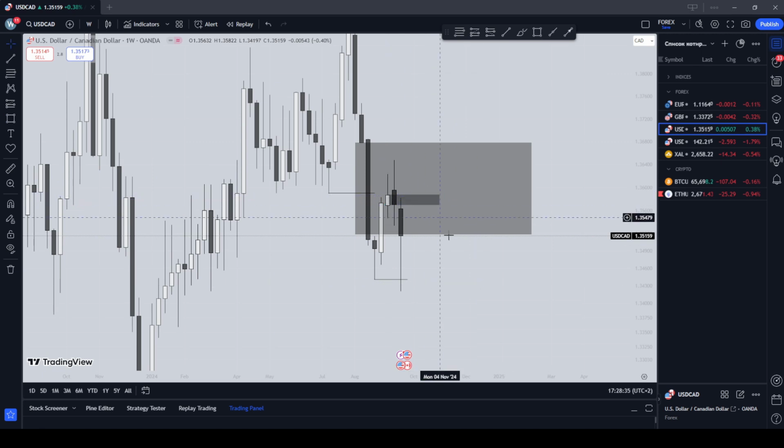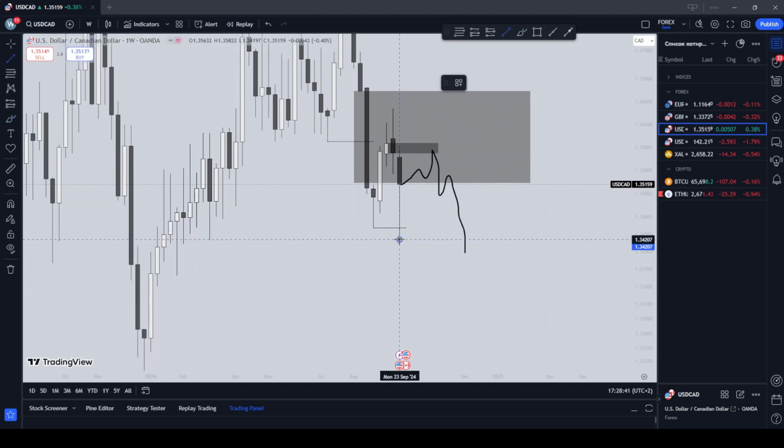Possible zone for correction is this block, like this, and then continuation. First target, of course, is the previous week low, and the next one is there. We can see equal lows. After the previous week low, of course, the next target is there.